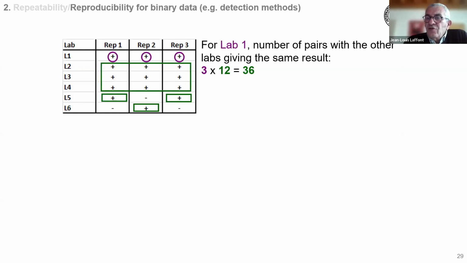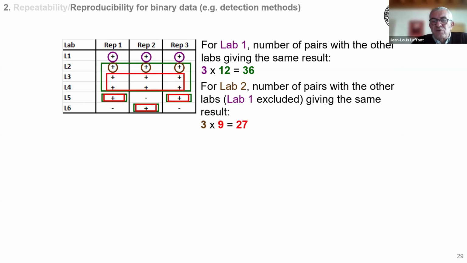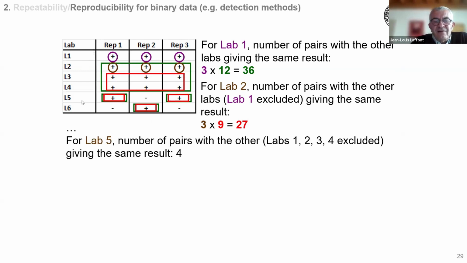So for lab 1, the number of pairs with the other labs giving the same result is equal to 36. You can count manually this number of pairs giving the same results with the other labs. Okay, and in this example, it's equal to 36. For lab 2, we don't take into account lab 1, and we find 27. And for lab 5, we are just counting the number of pairs giving the same results with lab 6. We ignore the previous labs, and we find four results which are common to these two labs.